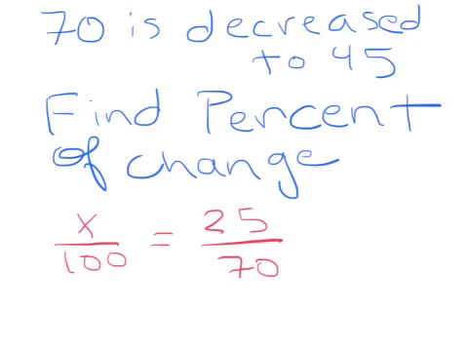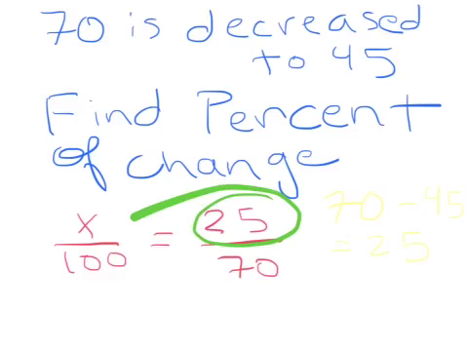Now, who can explain the second ratio for me? Where did you get 25 from, Sarah? 25 when you subtract 70 and 45. So you always subtract the big minus the small. 70 minus 45 is how much? 25. You always subtract because you want to find the percent of change. The subtraction of those two numbers gave you the 25.